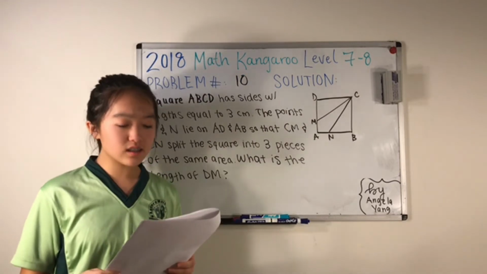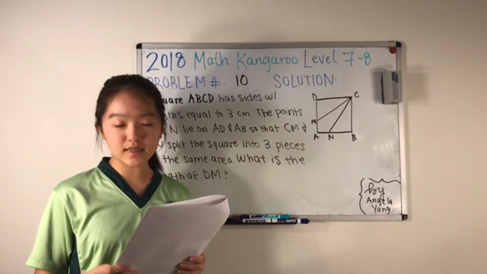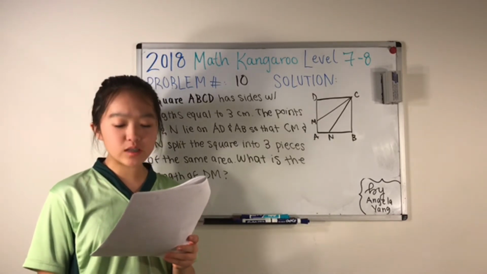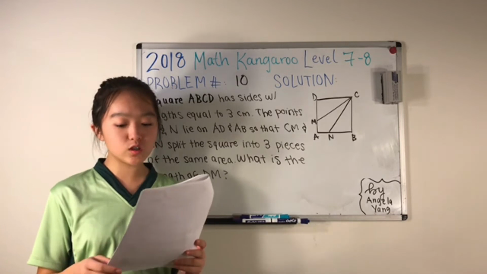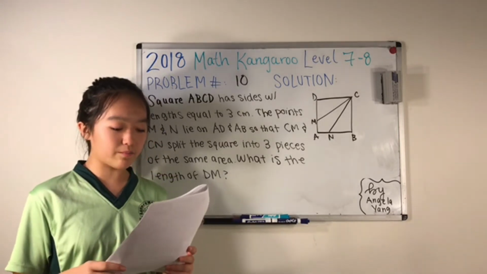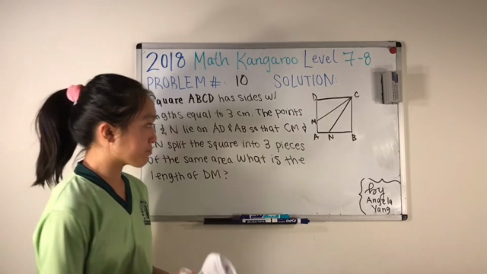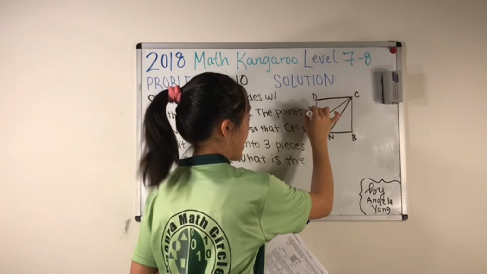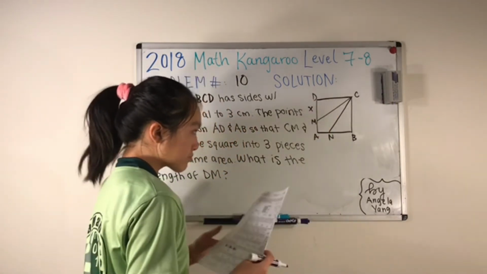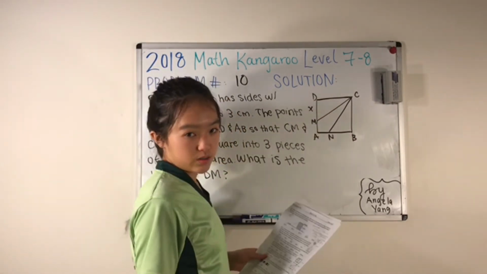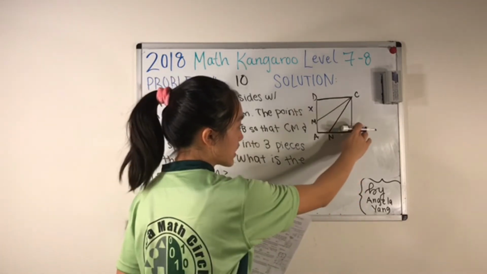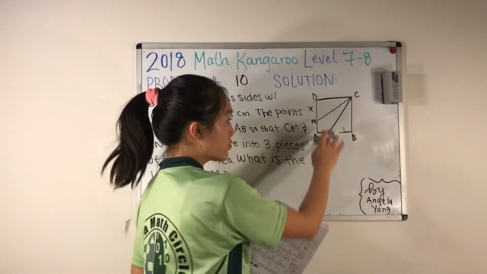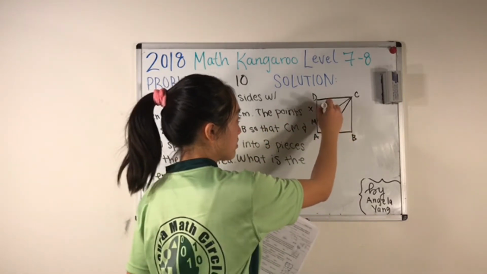Problem number 10 says, square ABCD has sides with lengths equal to 3 centimeters. The points M and N lie on AD and AB so that CM and CN split the square into 3 pieces of the same area. What is the length of DM? So this is the length that we're looking for. So let's refer to the length of DM as x. So if we see that the areas of these 3 triangles are supposed to be equal, and since each side is 3 centimeters, the total area of this square is 9 centimeters squared, which means each of these triangles has an area of 3.